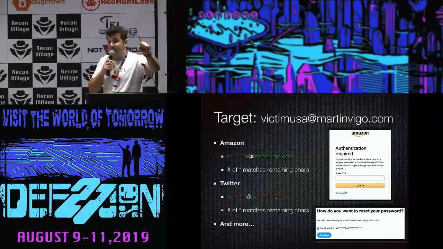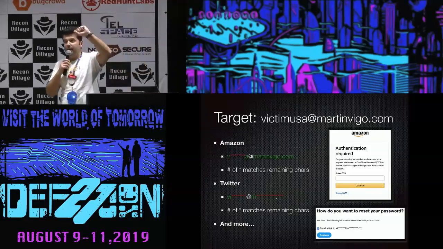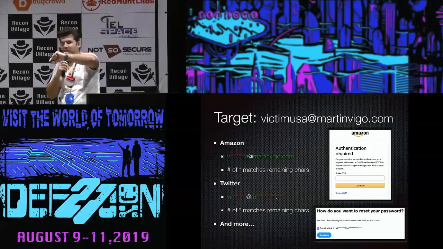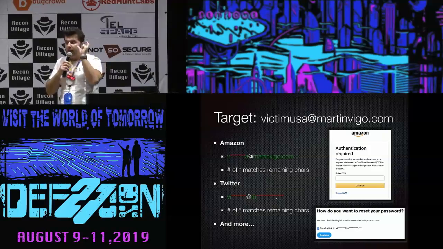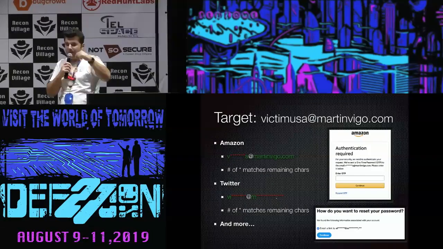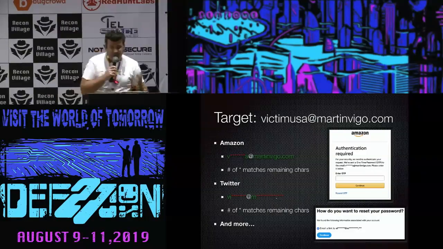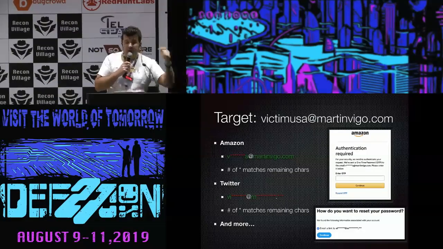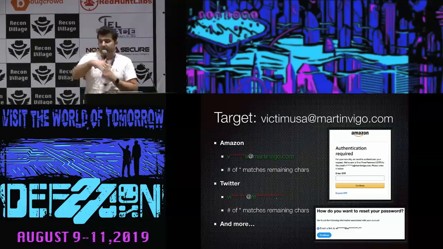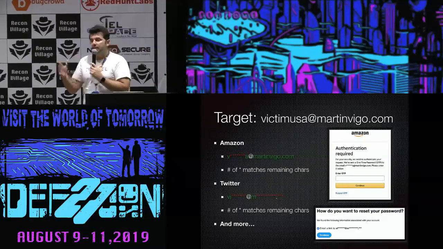Twitter too, but the best thing is that the stars that you see masking those letters match the number of characters that were masked. So it's giving me also the length of the username. Twitter shows you the first two characters and the first letter of the domain. And there are many more. So this is exactly what we are doing.